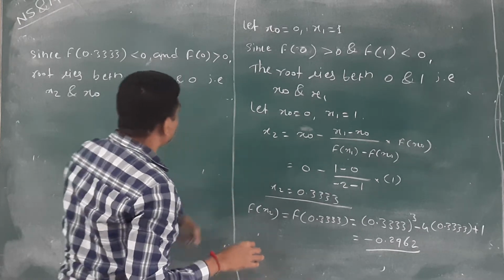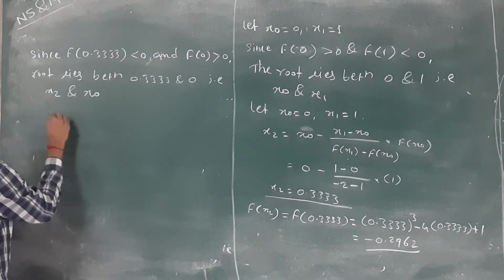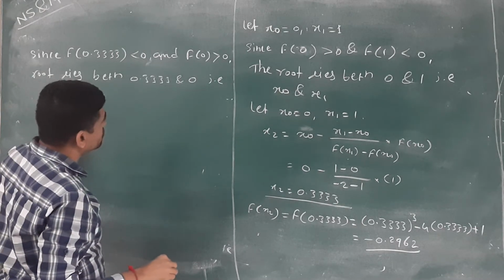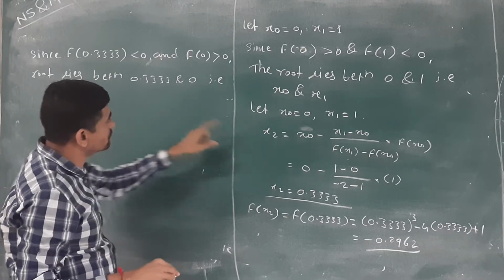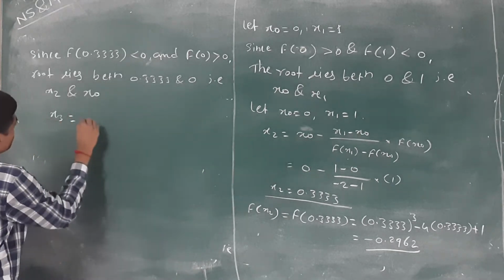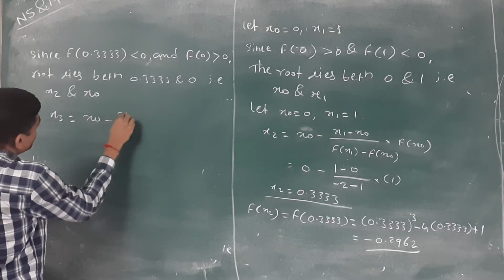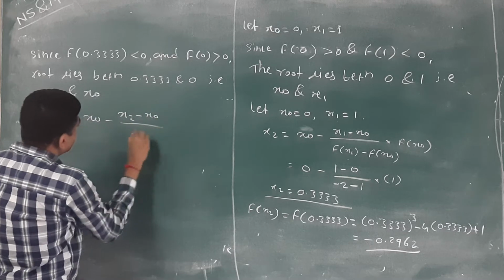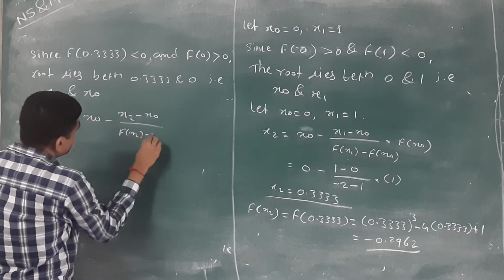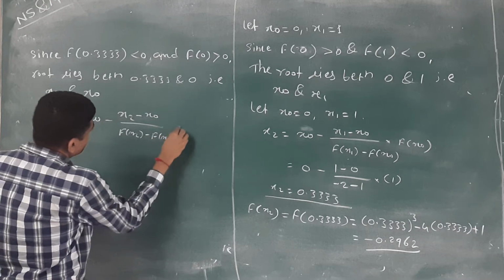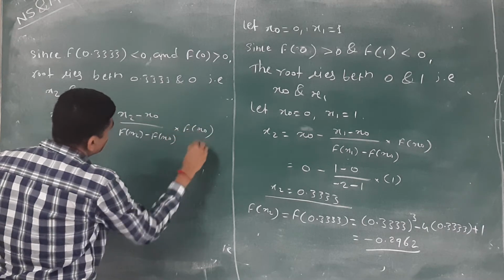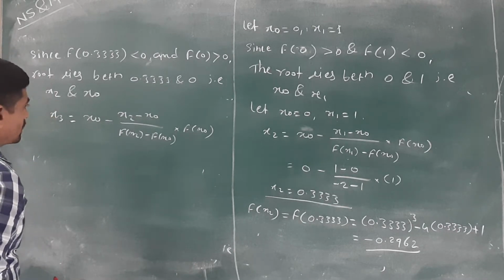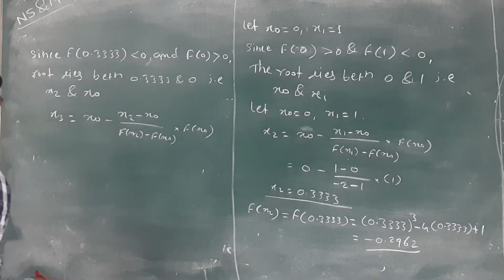Then you have to find the x3 value. Next equation: x3 is equal to what? Again, x1 is replaced by x2, and x0 stays as it is. That's why you get the new formula: x0 minus (x2 minus x0) divided by (f of x2 minus f of x0), times f of x0. You have to put the values in that equation, then you will get the x3 value.